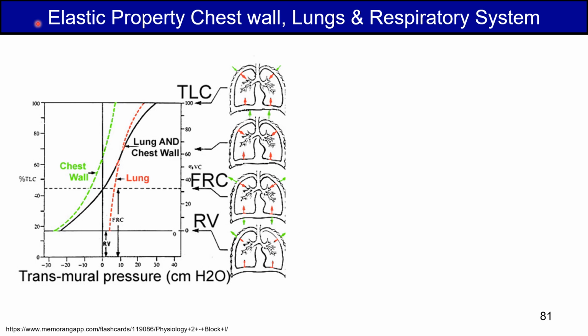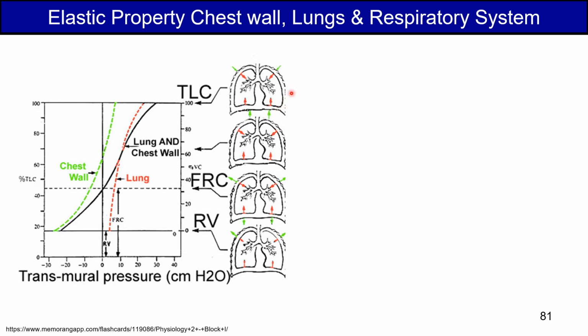What is the elastic property of the chest wall, the lungs, and the respiratory system? This is the figure which we've been trying to analyze. On the x-axis is the transmural pressure, and on the y-axis is lung volume, this time represented as percent of the TLC. The green one is the elastic line of the chest wall, the red one is the elastic line of the lungs, and the black one is the elastic line of the respiratory system.